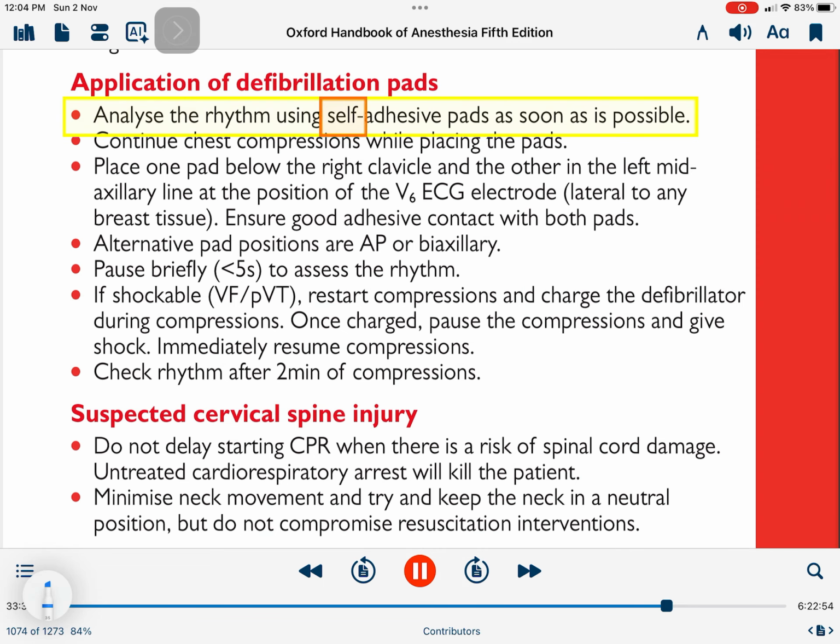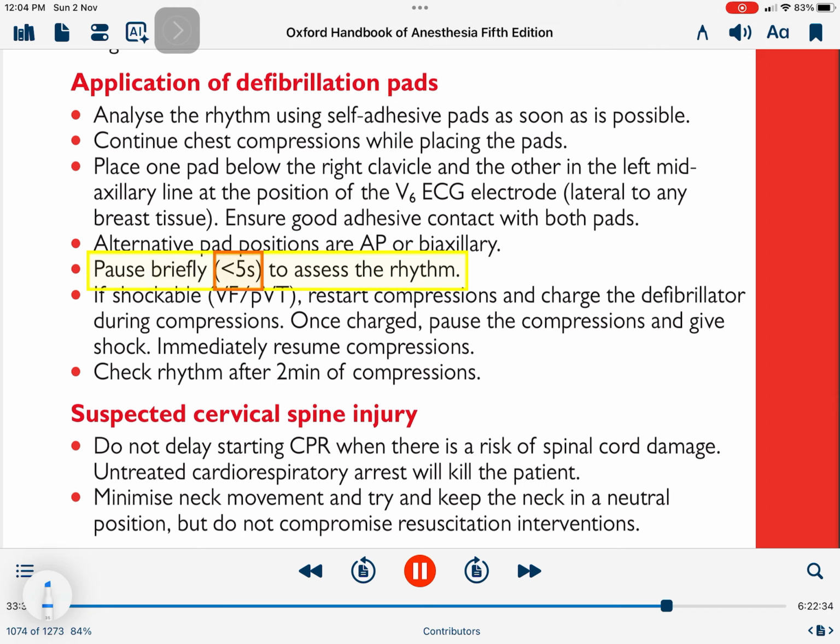Application of defibrillation pads: analyze the rhythm using self-adhesive pads as soon as is possible. Continue chest compressions while placing the pads. Place one pad below the right clavicle and the other in the left mid-axillary line at the position of the V6 ECG electrode, lateral to any breast tissue. Ensure good adhesive contact with both pads. Alternative pad positions are AP or biaxillary.